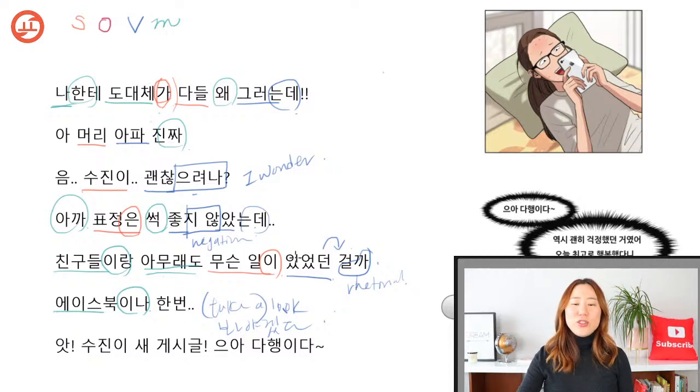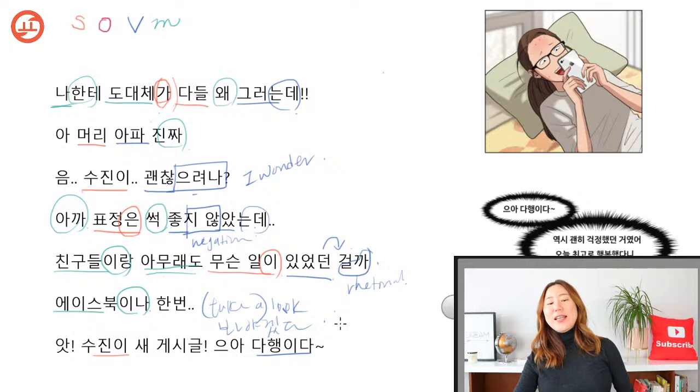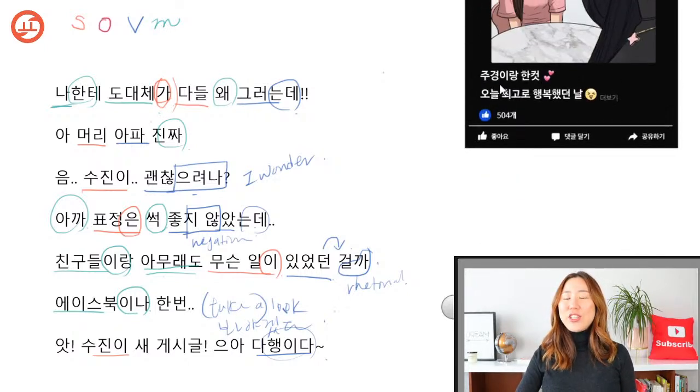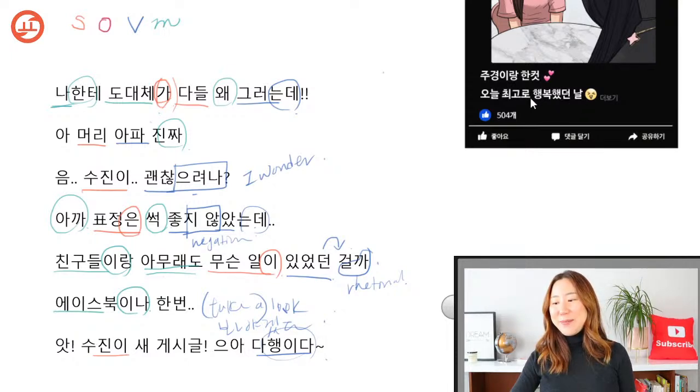At 수진이, 새 게시글, new 게시글, post. 와 다행이다. Means to be relieved, right? What a relief. So she's finding out it's a relief because Sujin posted something. But what did she even post? 주경이랑 한 컷. One cut, like one picture with 주경. Today was the day that I was happy the best. By the best.